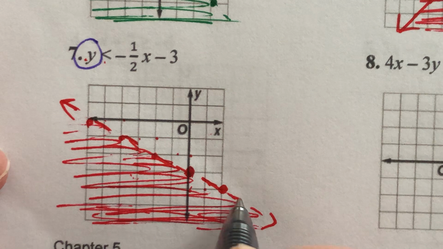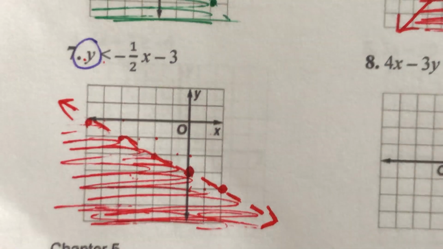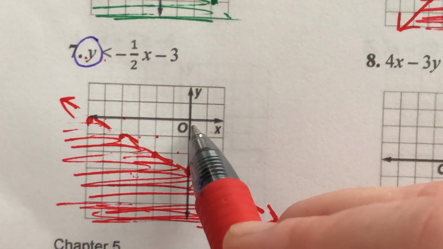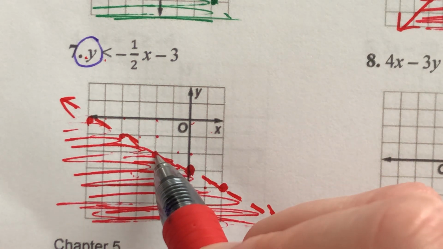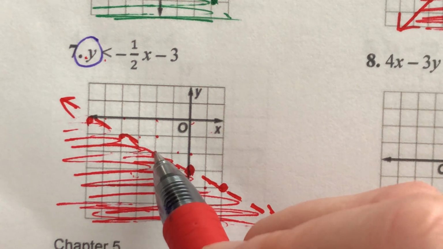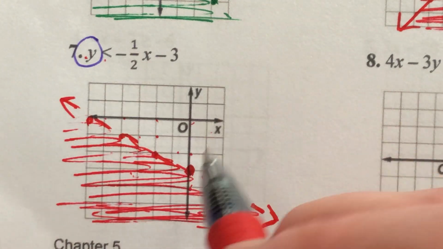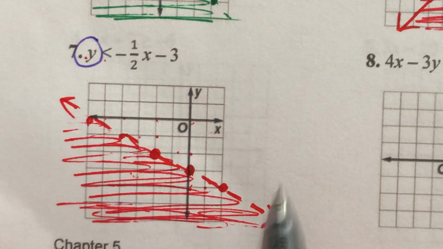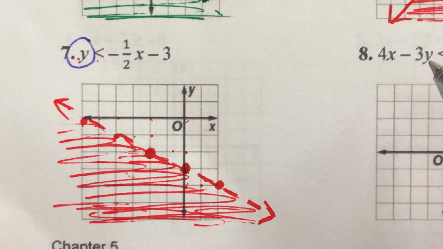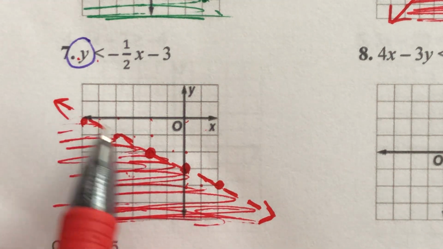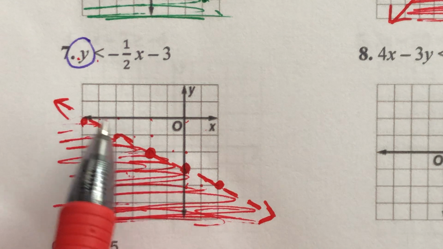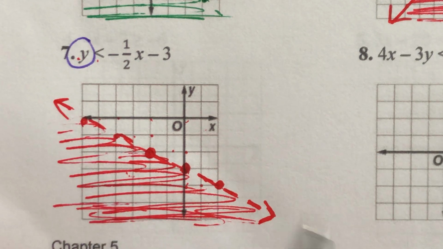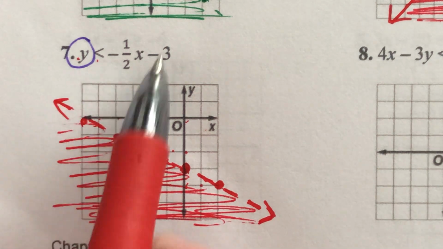But if you had a question on a test or a quiz that said, is the point negative 2, negative 2, this point right here, a solution to this inequality? Well, that point lies directly on the line. So is it a solution to the inequality? No, because when your line's dotted, none of the points on a dotted line are included in the answers. Only the shaded region is included. If this was a solid line, then yes, this point would be a solution to this inequality.